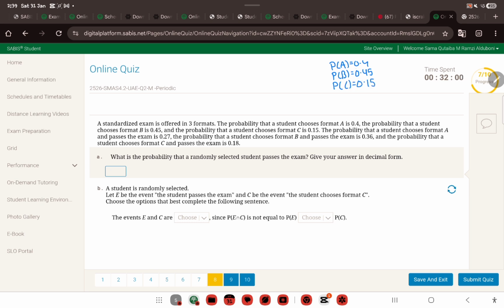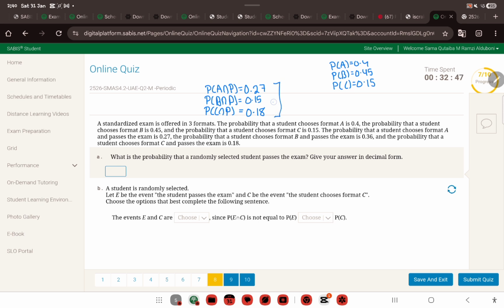Okay, the probability that a student chooses format A and passes the exam. So the probability A and passes the exam, so intersection pass, is equal to 0.27. And the probability that a student chooses format B and passes is equal to 0.15. And the probability that a student chooses format C and passes is equal to 0.18. What is the probability that a randomly selected student passes the exam?